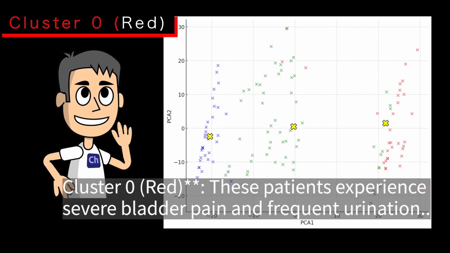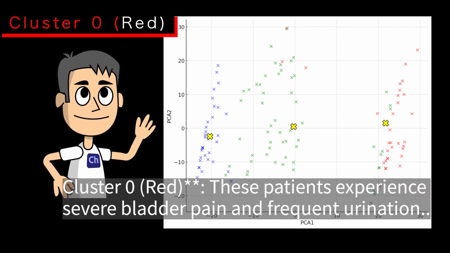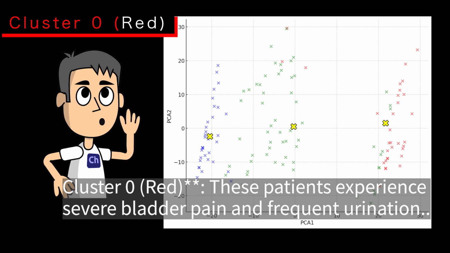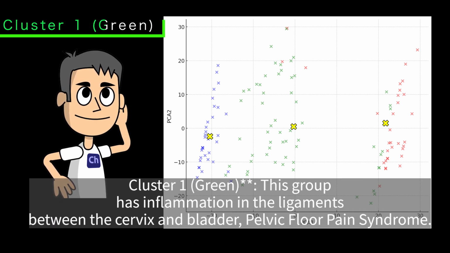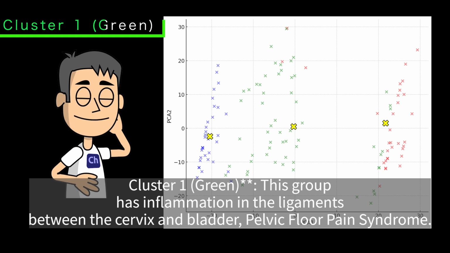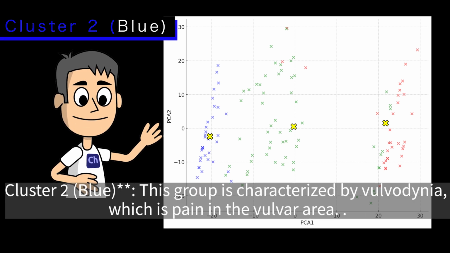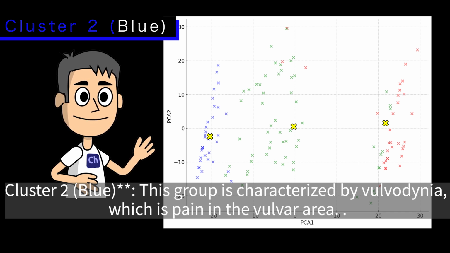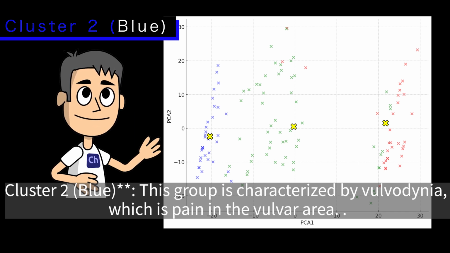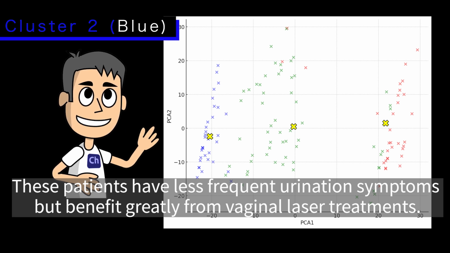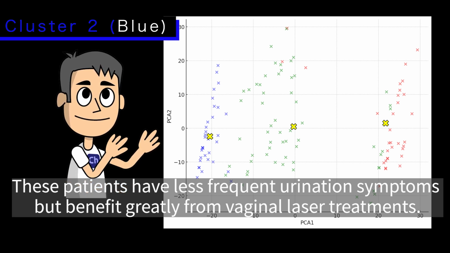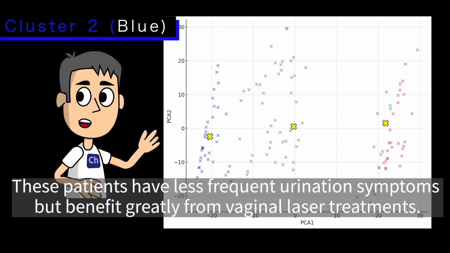Explanation of PCA graph: Cluster 0, these patients experienced severe bladder pain and frequent urination. Cluster 1, this group has inflammation in the ligaments between the cervix and bladder, known as pelvic floor pain syndrome. Cluster 2, this group is characterized by vulvodynia, which is pain in the vulvar area. These patients have less frequent urination symptoms but benefit greatly from vaginal laser treatments.